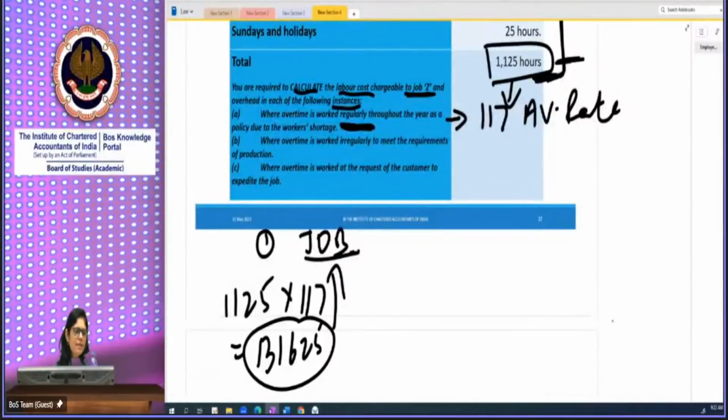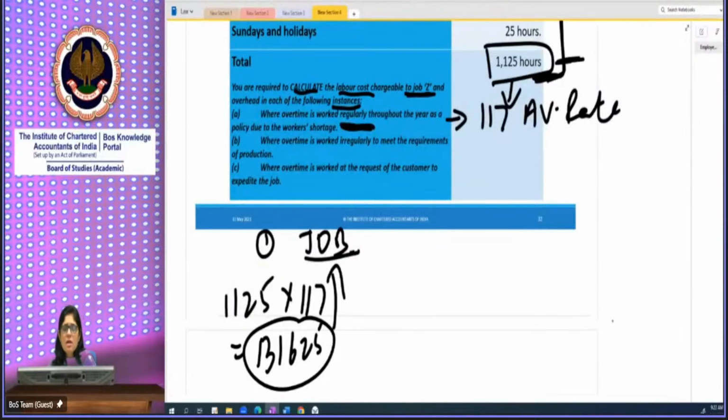With overtime, it's not about normal or abnormal, it's about where it will go exactly. If it is not going to a particular job, that does not mean it's abnormal. Abnormal is a totally different scenario. Abnormal overtime will directly go to the costing profit or loss account.